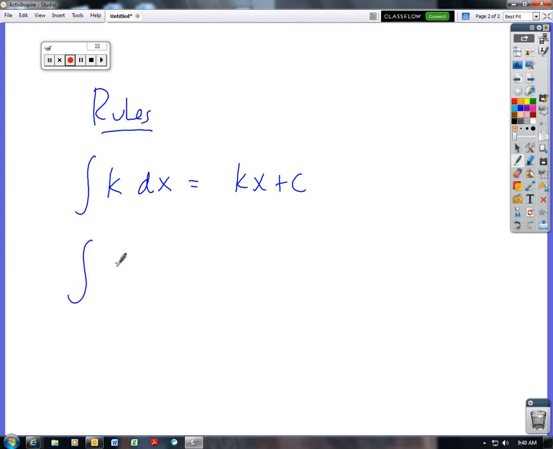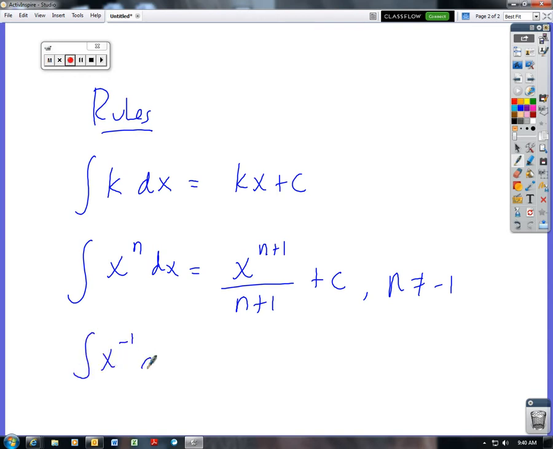And then the integral of x to the n dx, I've already talked about that one as well. That's x to the n plus 1 divided by n plus 1 plus c. So that's the power rule for integration, and n cannot equal negative 1. So if n did equal negative 1, so that'd be the integral of x to the negative 1 dx, it has its own formula. If I rewrite that in the form integral of 1 over x dx, then that might look a little more familiar to you.